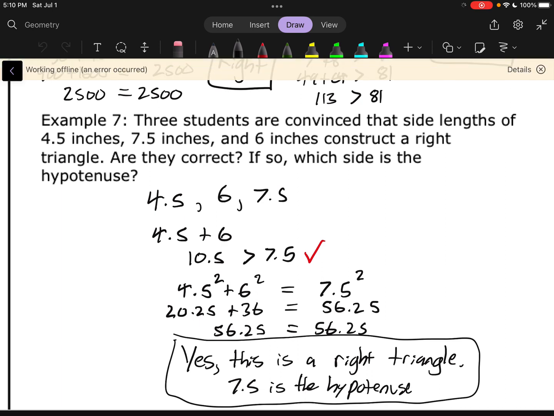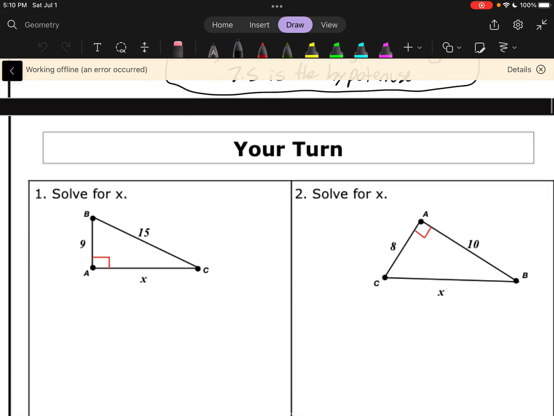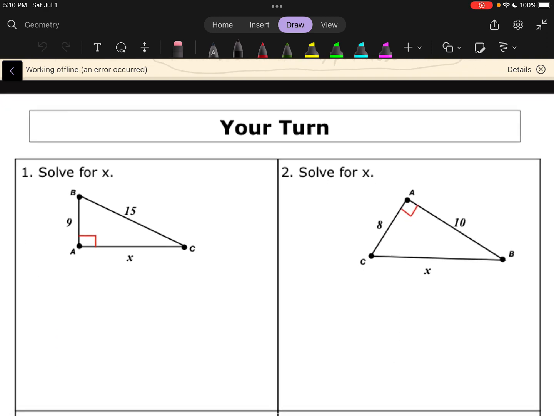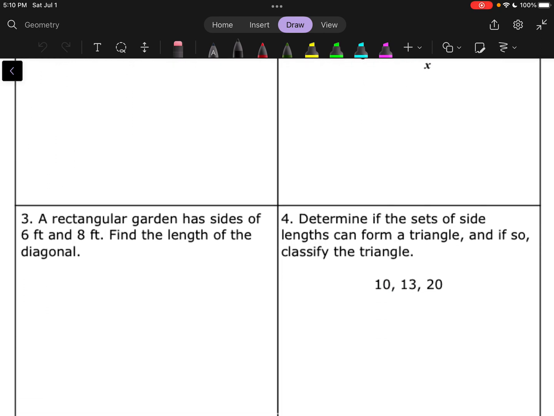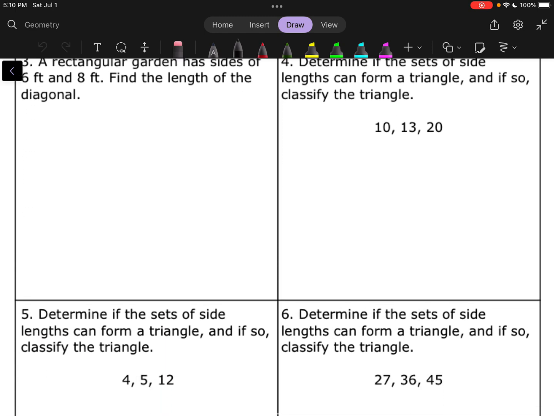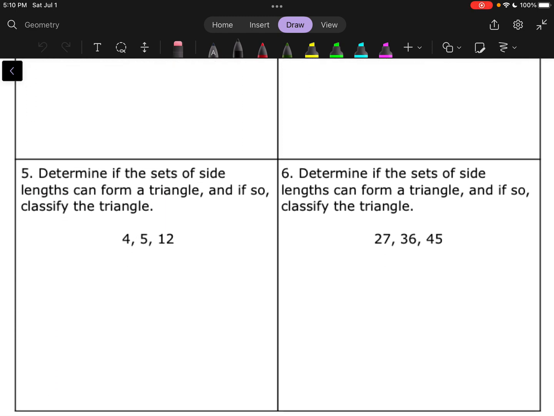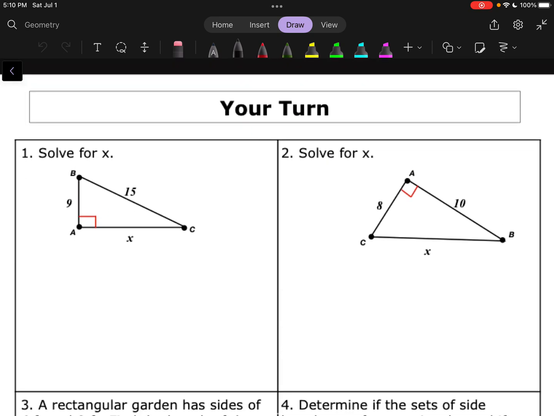All right. Hopefully that went well. And why don't you guys try out a few problems here? So you've got the your turn problems to try out. You've got 3 Pythagorean theorem type questions, and then 3 where you're going to have to classify things. So give those a shot, and then come back and check this when you are ready to see how you did.